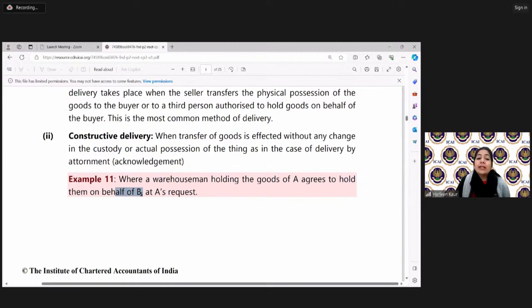Let us first write all this down. There is a warehouse guy, Mr. C. And there is a seller, Mr. A. And there is a buyer, Mr. B.